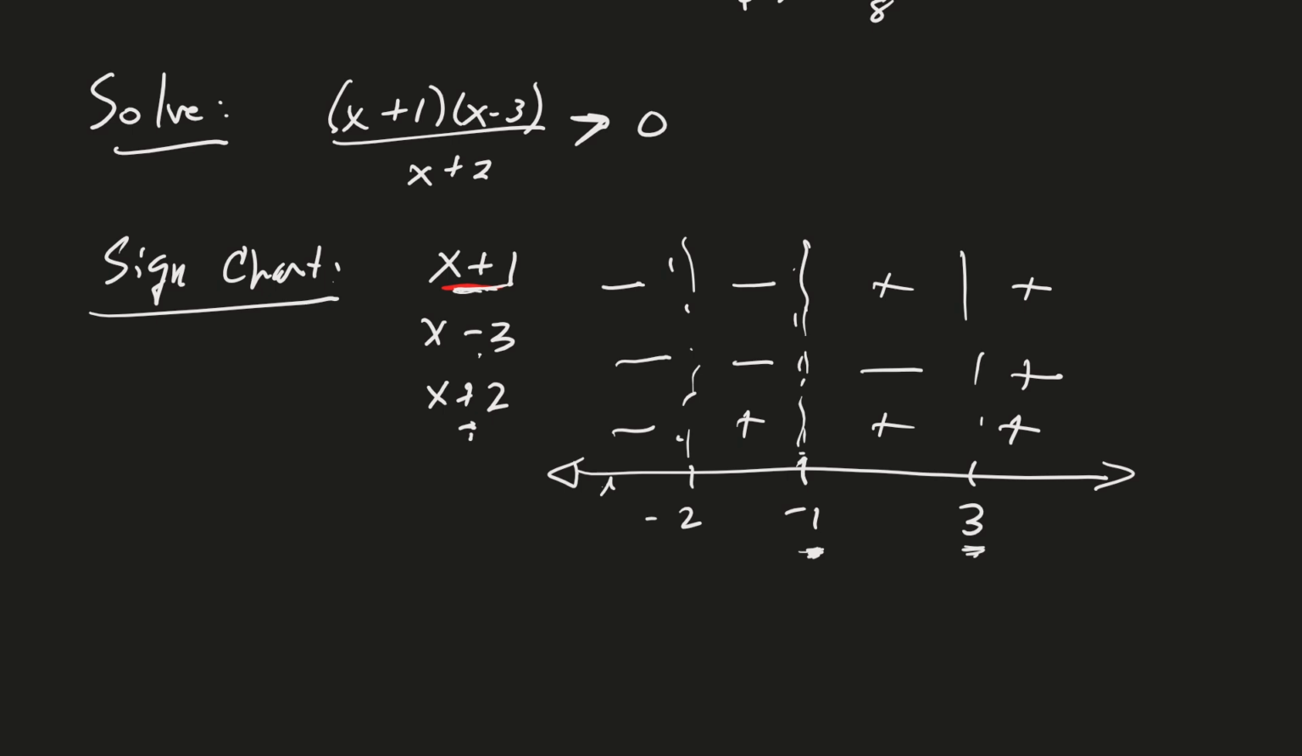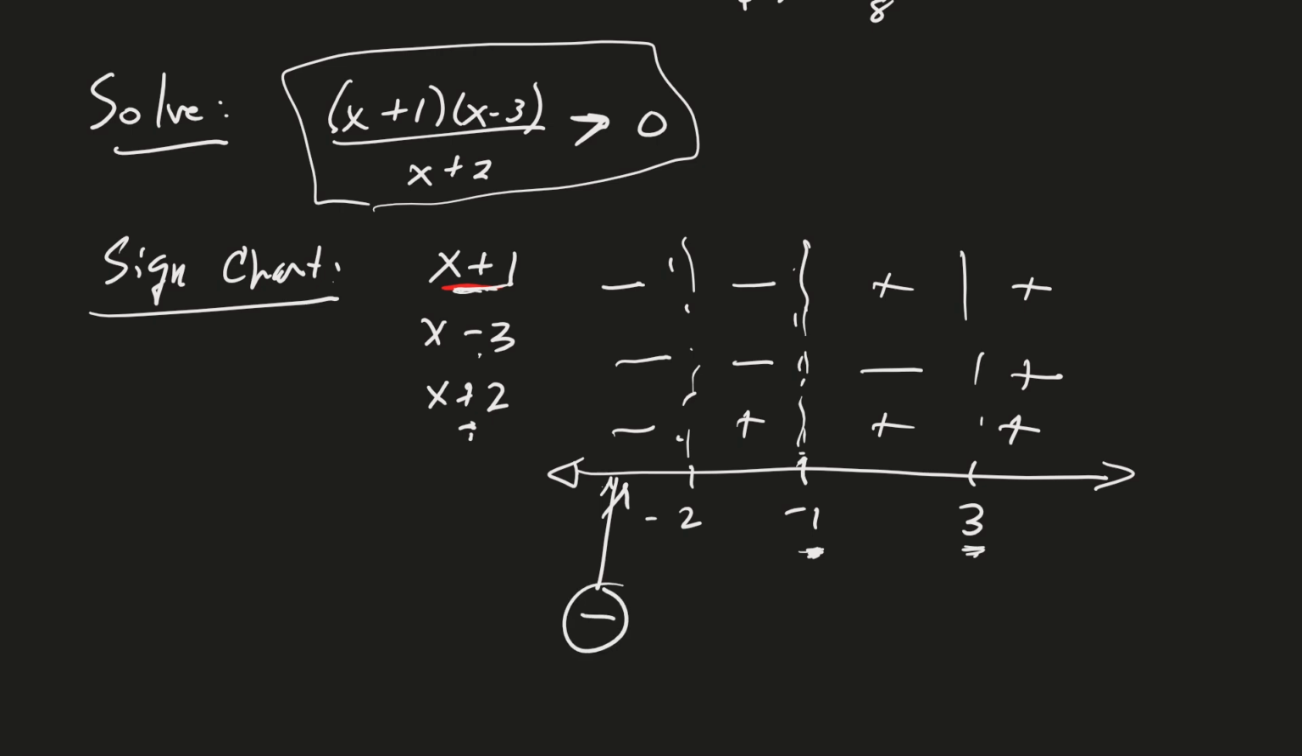And now we can see which regions will satisfy the original relationship. In this region, we'll have a negative times a negative on top, so that would be a positive in the numerator, negative in the denominator. So overall, this would be negative. That doesn't work. Here in the region between -2 and -1, we have a numerator that's positive and a denominator that's positive, so this is going to be okay. In the next region, we'll have a negative in the numerator and positive in the denominator, so that's not going to work. And then finally, we have all positives, so that's going to work.